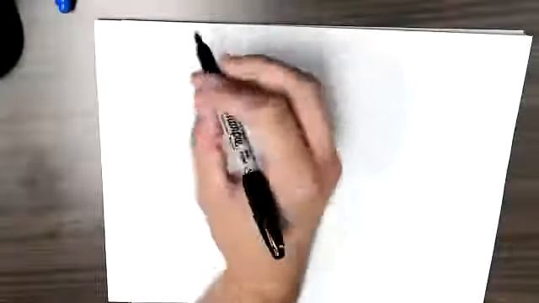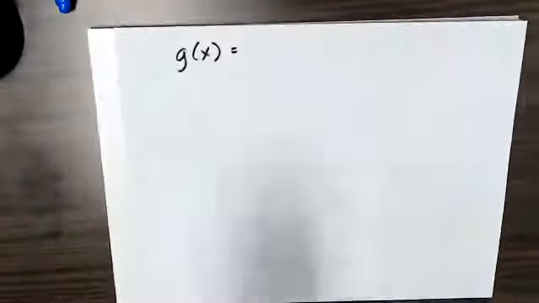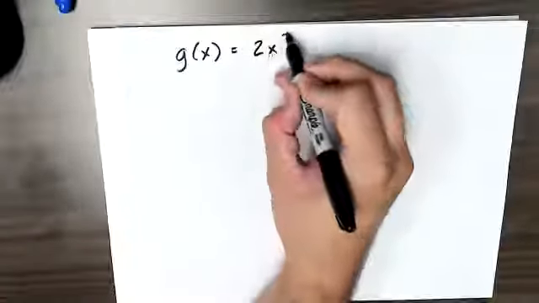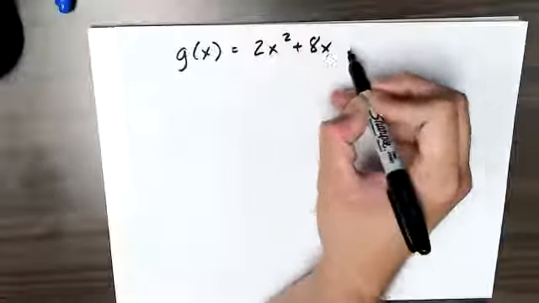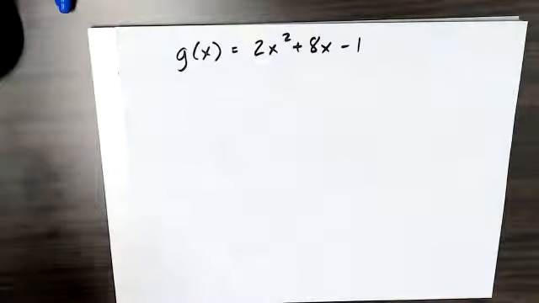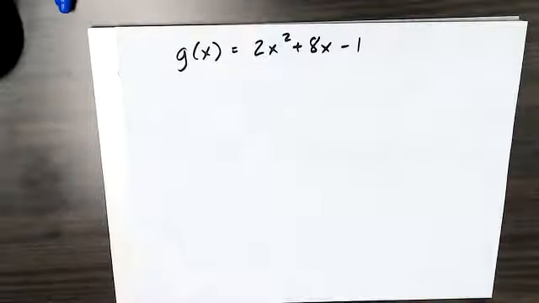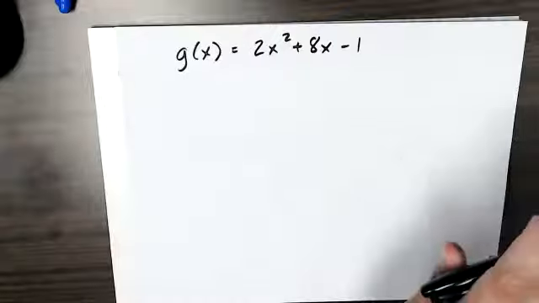So let's look at a few more. Let's look at one that doesn't have either of these red flags. If I had a function like g of x equals a nice quadratic function, 2x squared plus 8x minus 1, oh, this is a beautiful quadratic. If I wanted to solve for X-intercepts, I'd set this equal to 0, use the quadratic formula, and be done. But we're not there.